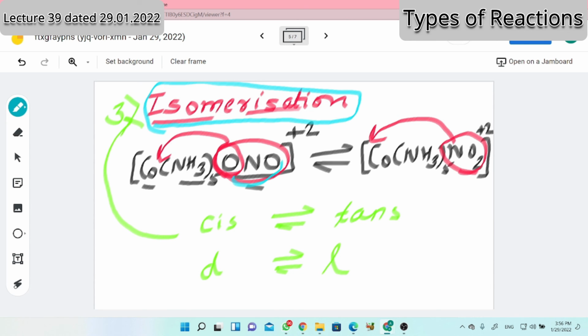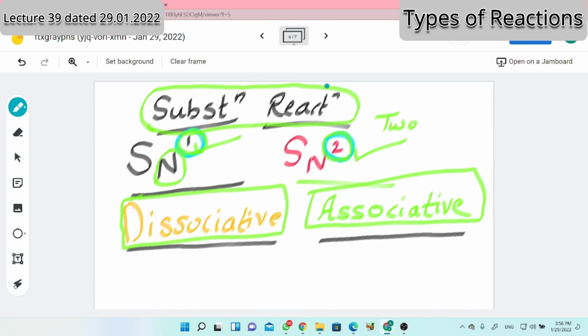Here, the linkage isomer, linkage to oxygen, linkage to nitrogen, change is there. Here, cis isomer, trans isomer. Here, actually, isomers only, dextro and levo. But particularly, when equimolar concentration remains, a racemic mixture can form. Racemization is possible. Okay, then we are focusing on substitution reaction.